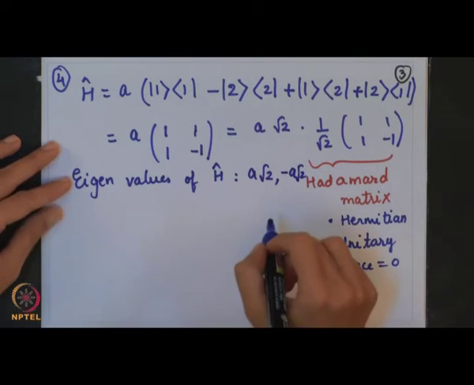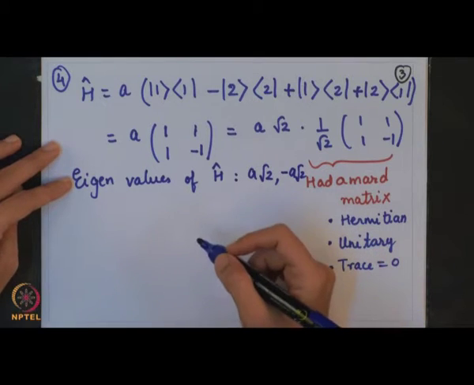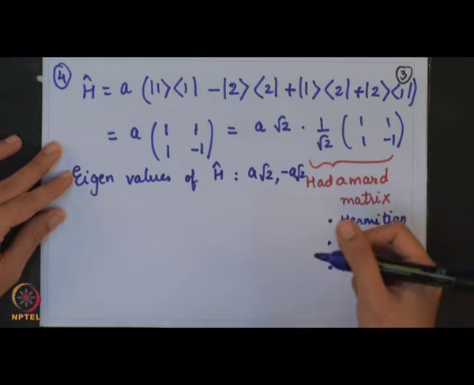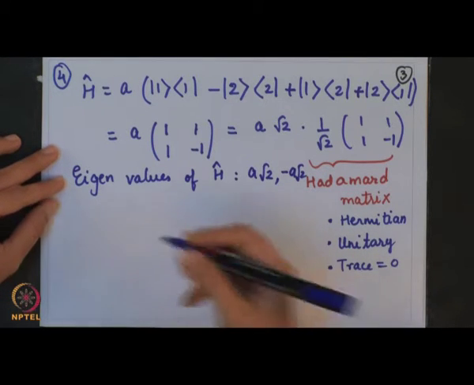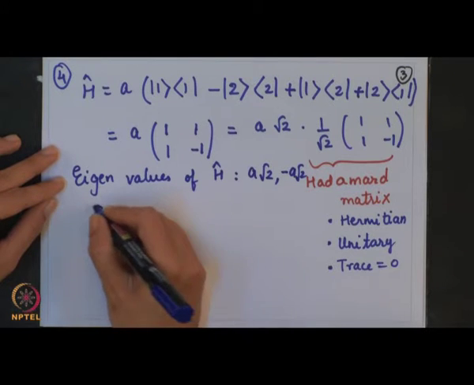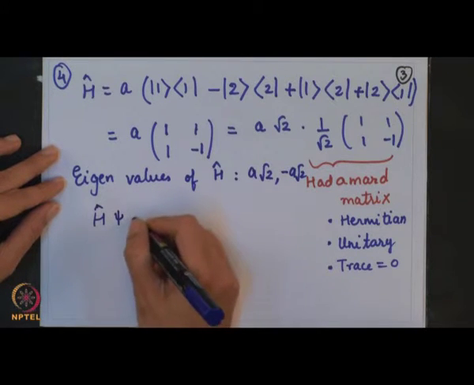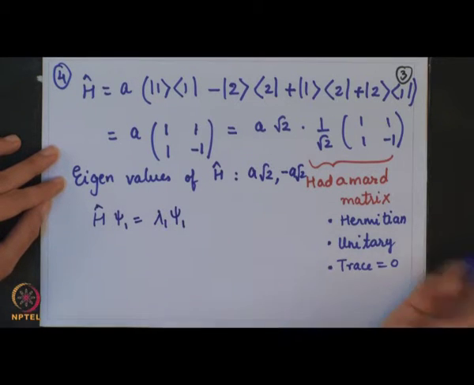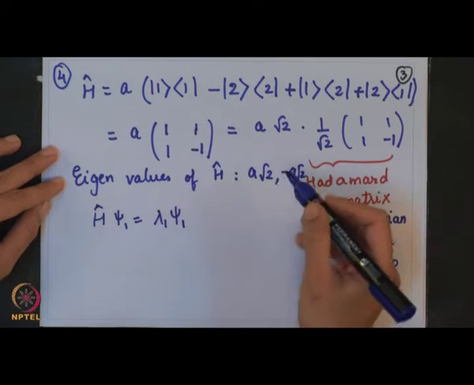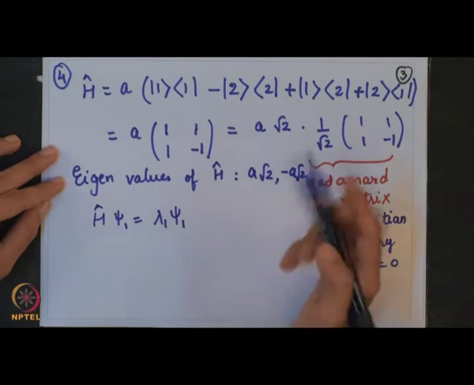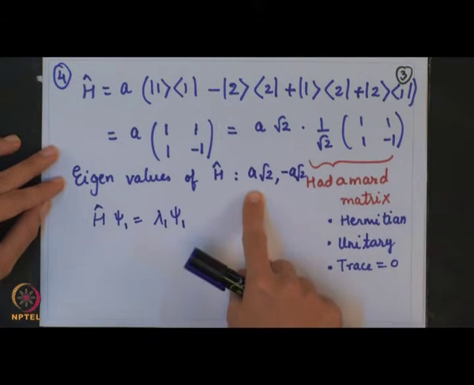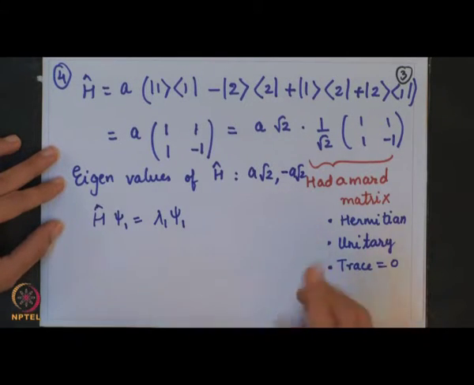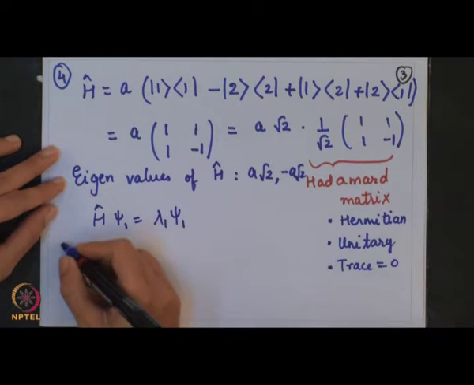Using these eigenvalues you can easily calculate the eigenvectors. One common, trivial way to calculate it is by substituting H psi 1 equal to lambda 1 psi 1, where lambda 1 is the eigenvalue of this operator. We have two eigenvalues: lambda 1 is A root 2 and lambda 2 is minus A root 2. Just one example I will demonstrate.